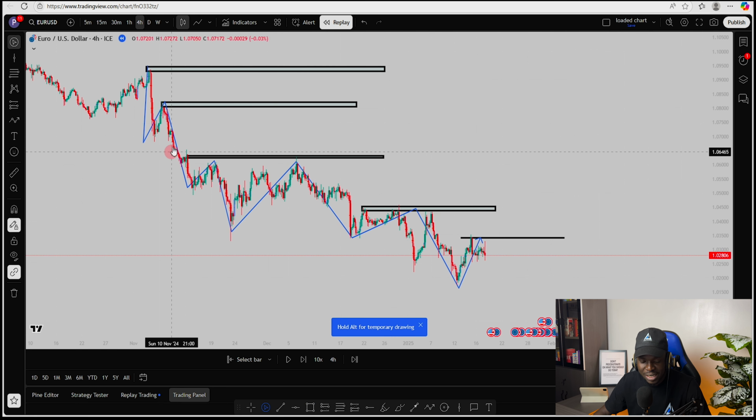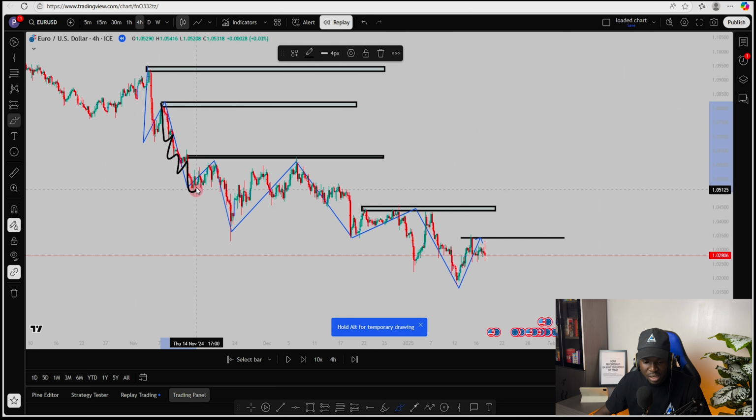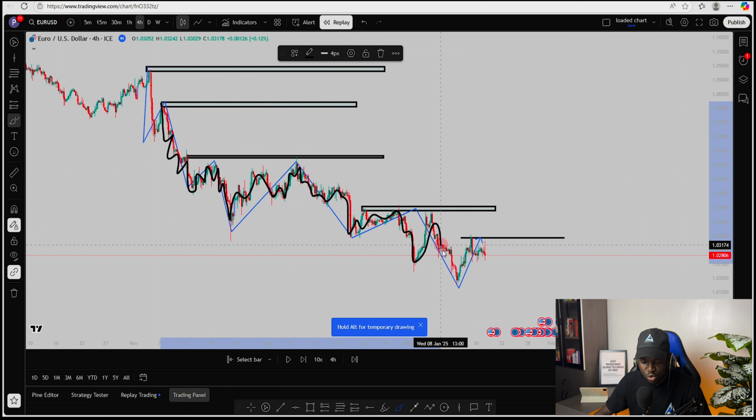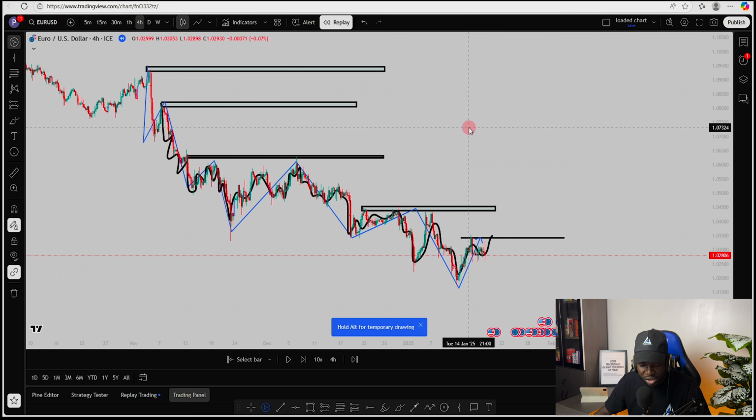Inside these swing levels, there are minor levels as well. We have lower low, lower high, lower low, lower high, lower low, lower high. Then we have higher high, higher low, higher high, higher low, higher high. Then lower low, lower high, equal low. Then we have higher high, higher low, higher high. You can see the internal levels inside the major swing levels. That is why this current trend is still valid.